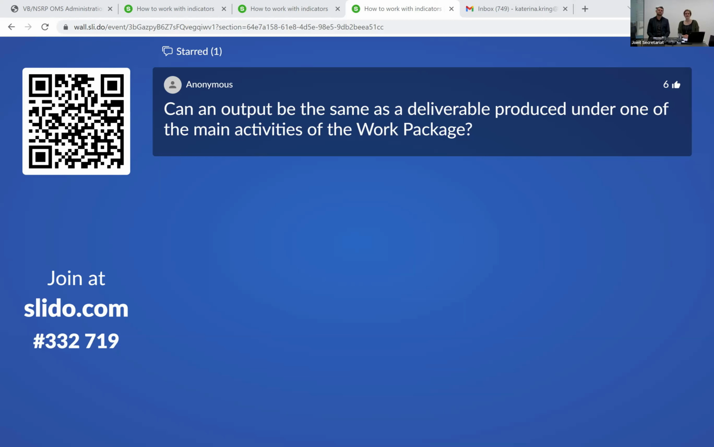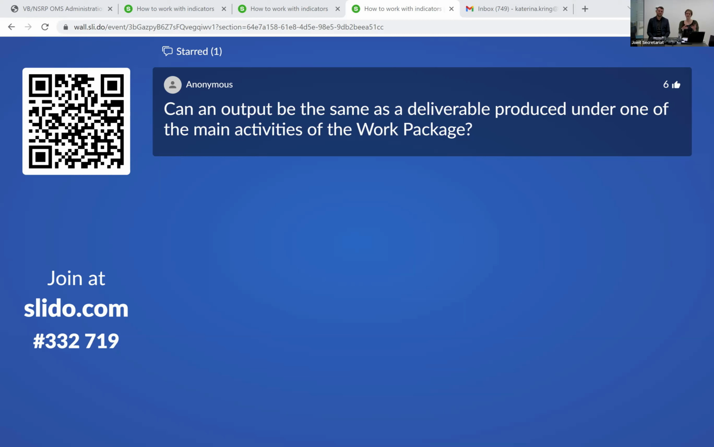The next question is, can an output be the same as a deliverable produced under one of the main activities of the work package? And the clear answer is no. Deliverables and outputs are something different. And that's really something you have to keep in mind.